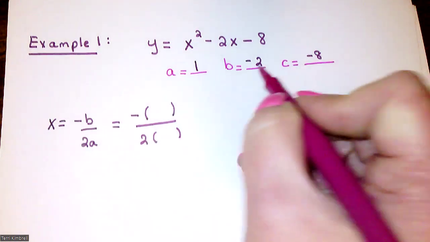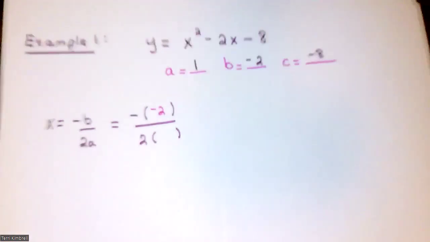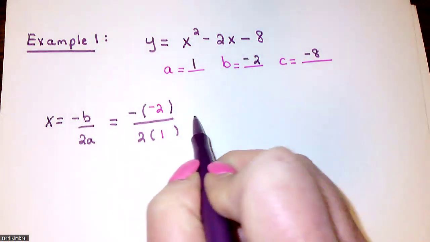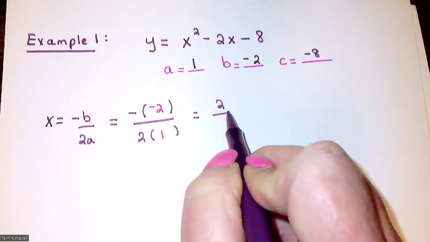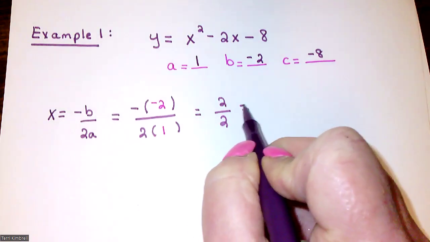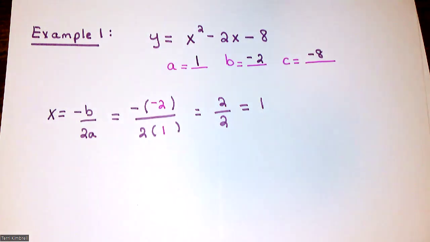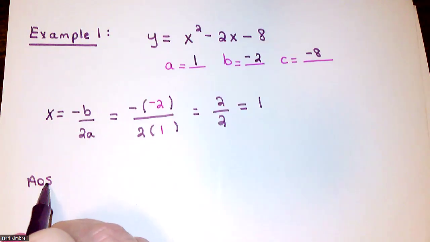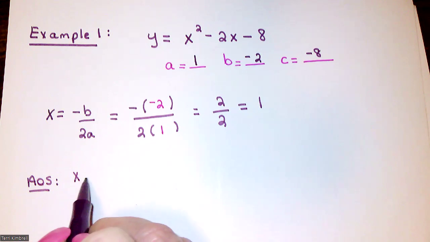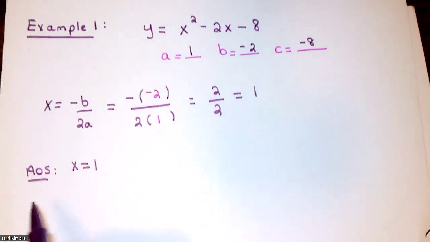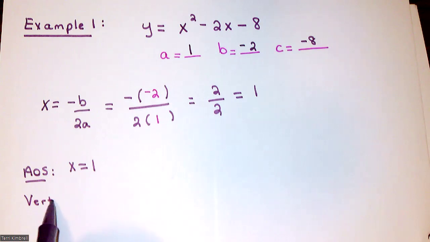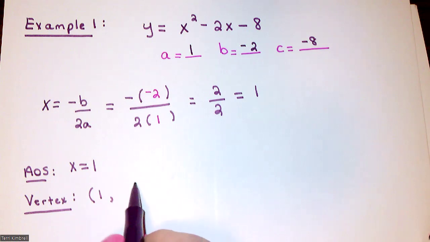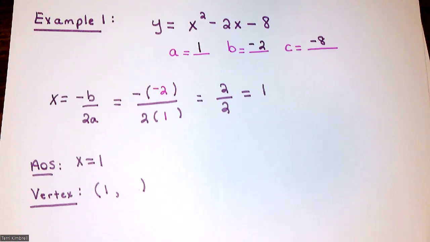So b is -2, and your a is 1. So that is going to go to a +2 over a 2, which gives us a 1. So as we get that number, that is going to be your axis of symmetry, x equals 1. Your vertex, that is going to be the x of the vertex, which is going to be 1. The vertex is an ordered pair.